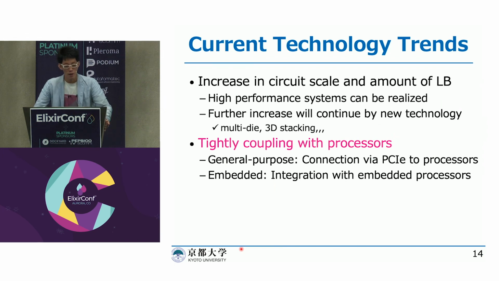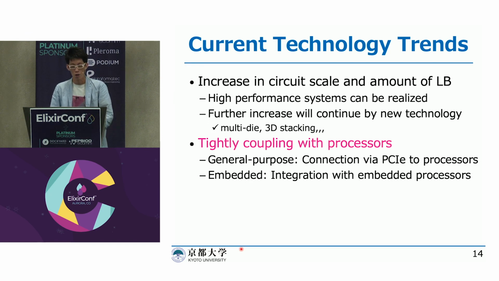I want to share the current technology trends of FPGA. First trend is the increase in circuit scale and amount of logic block. It means that high-performance systems can be realized, and further increase will continue by new technologies. Second trend is tightly coupling with processors. In the general-purpose domains, connection via PCI Express to processors with FPGA is commonly used. In the embedded domain, integration with embedded processors such as ARM Cortex processors becomes popular.